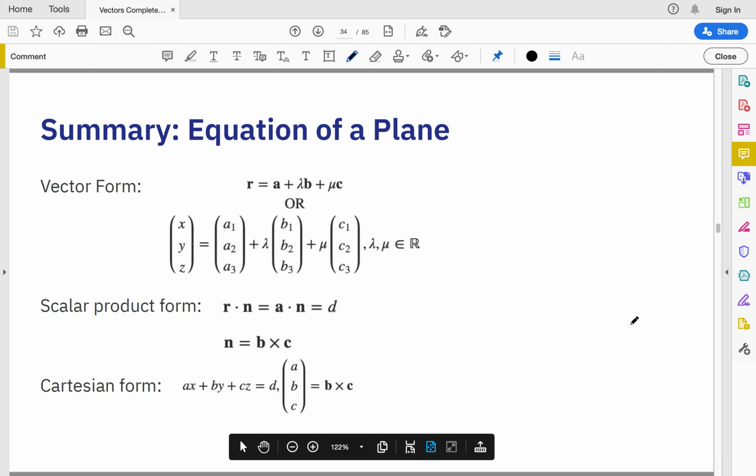Alright, so summing up, here are the possible different equations of a plane, and feel free to pause here if you need to copy it down, or if you need just a brief overview of all of the possible equations of a plane so that you don't get confused.